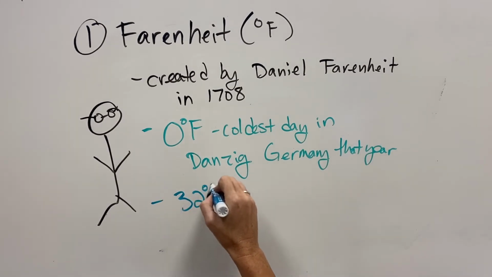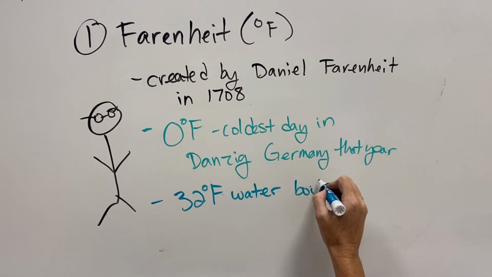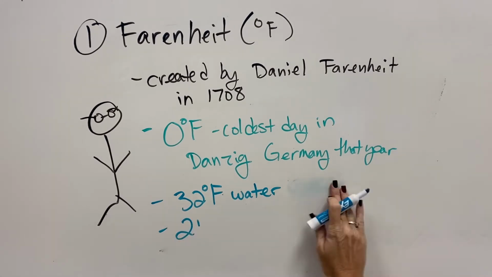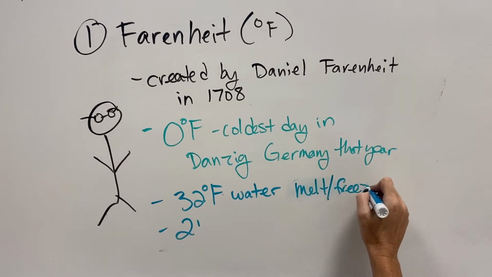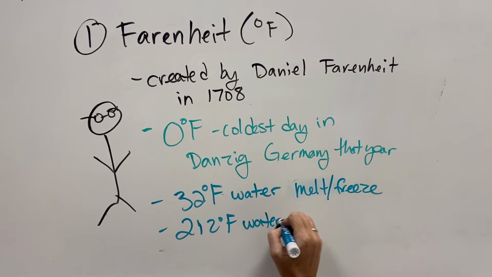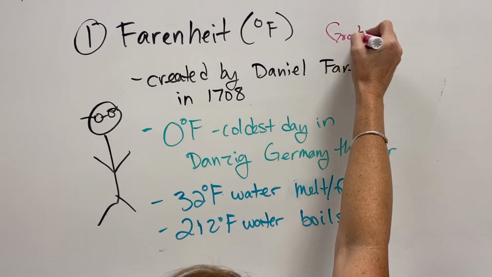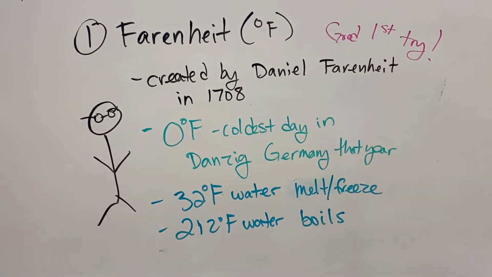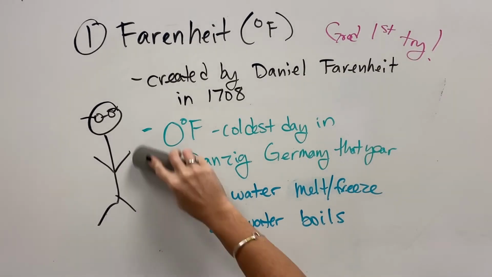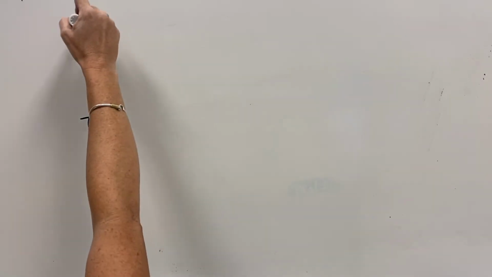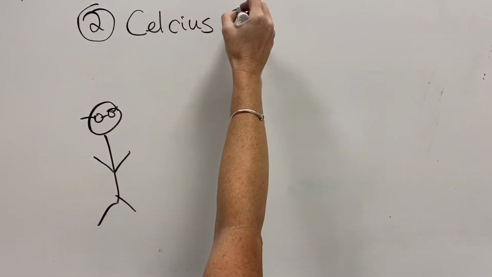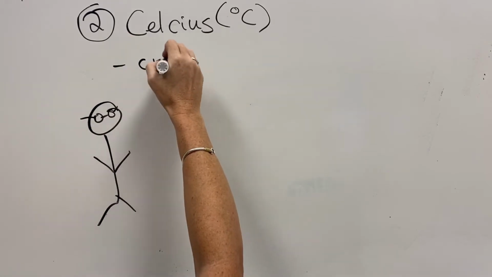Then 32 degrees was the temperature that water melts and freezes, happens at the same point. And 212 degrees is the temperature that water boils. It was a great first try. He was the first person to put together some sort of system. But as you can see, 0 being the coldest day in Danzig, Germany in 1708, with a 32 and a 212 are kind of hard to understand.